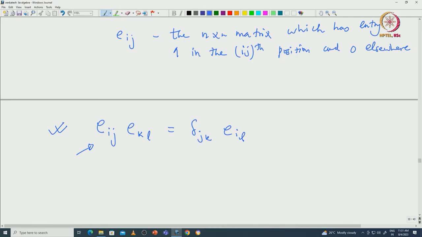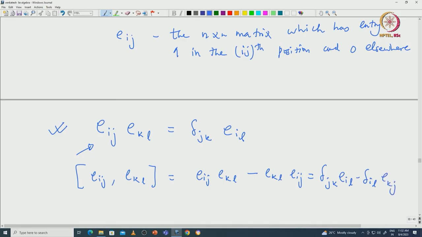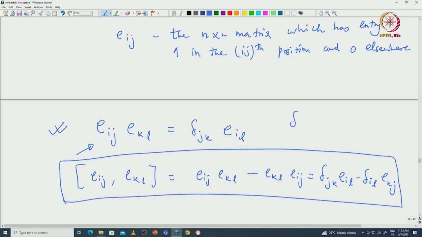Now, once you know how to multiply two elementary matrices, it is not hard to compute the structure constants. That is given by the following formula. If I take E_ij and compute the bracket with E_kl, it will be E_ij E_kl minus E_kl E_ij. Rewriting this using the previous formula, this is delta_jk E_il minus delta_il E_kj. So, this is the structure constant that you get. Here delta_jk is the Kronecker delta. I hope all of you know that.